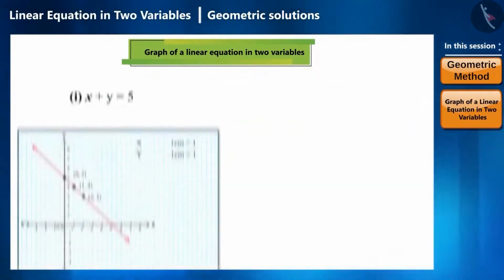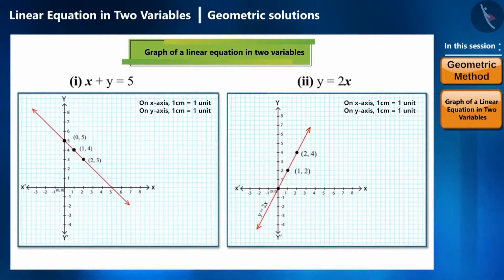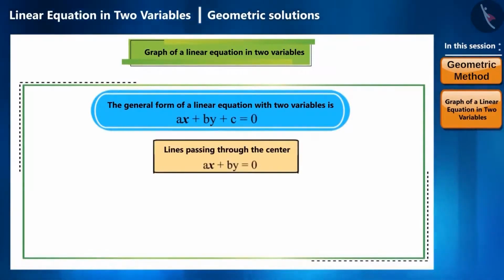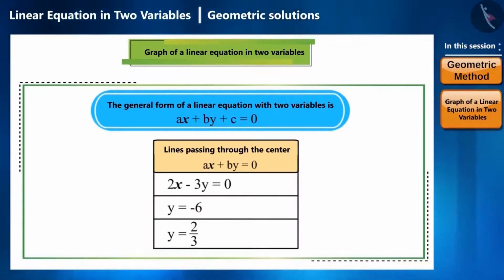Now, when we compare these two graphs that we have made, we can see two types of lines. One of them does not pass through the center, whereas the other one passes through the center. The general form of a linear equation with two variables is ax plus by plus c is equal to 0. In this general form, if c is equal to 0, then the line will pass through the center. That is, it will be the normal form of a line passing through the center. You can make a graph for these equations and check whether these lines pass through the center or not.